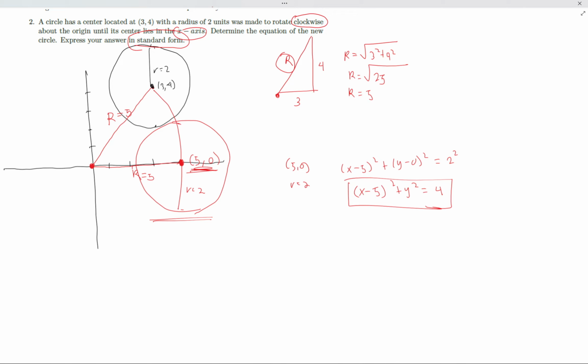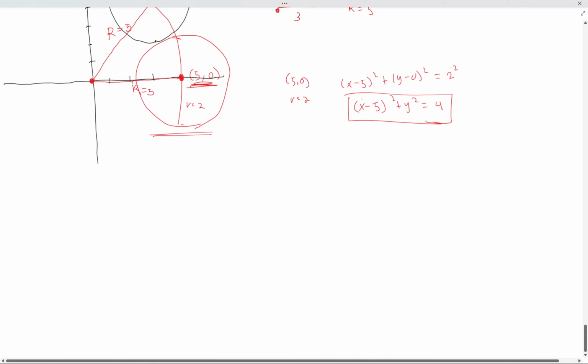Okay, so that's it for question number 2. This is a lot easier. It's just a matter of figuring out what will happen if you rotate about the origin. Okay, so that's question number 2. For question number 3, let's move on.